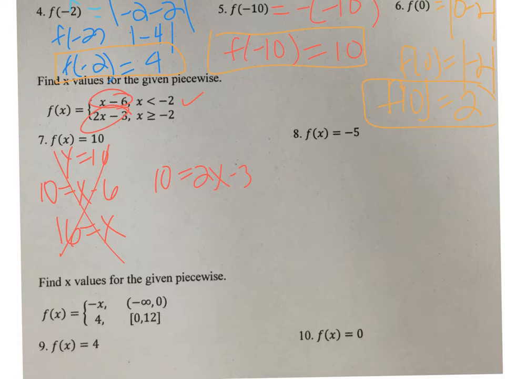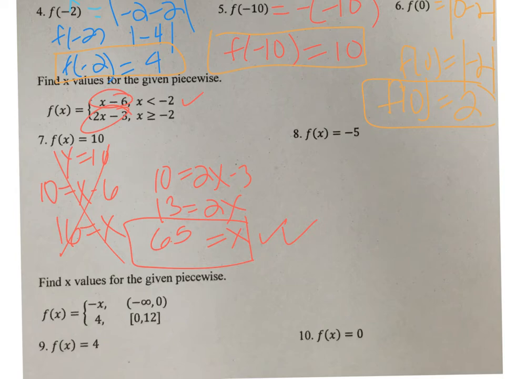So now I try the other one. 10 equals 2x minus 3. Add the 3 over, I get 13 equals 2x. And then once I divide by 2, I get 6.5. Is 6.5 greater than or equal to negative 2? Does it match my boundary for that second equation? And it does. So that's my answer. The other one will not work. Okay.